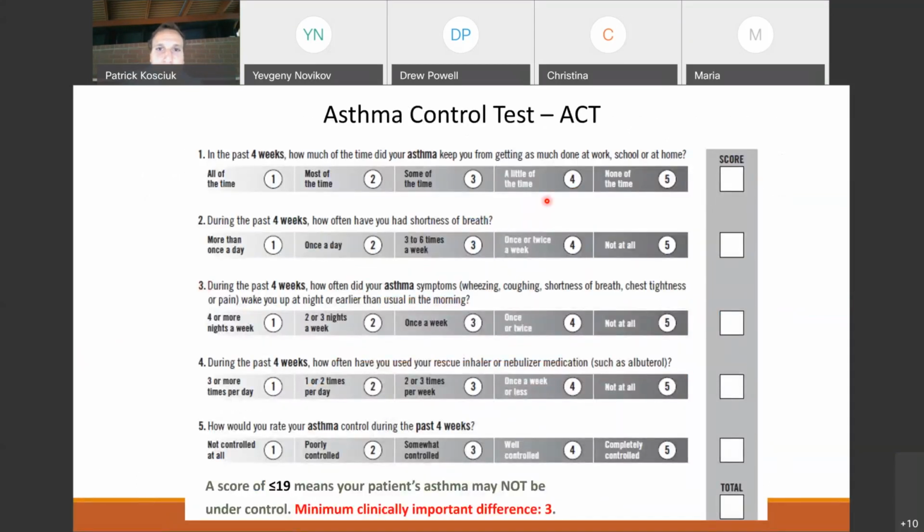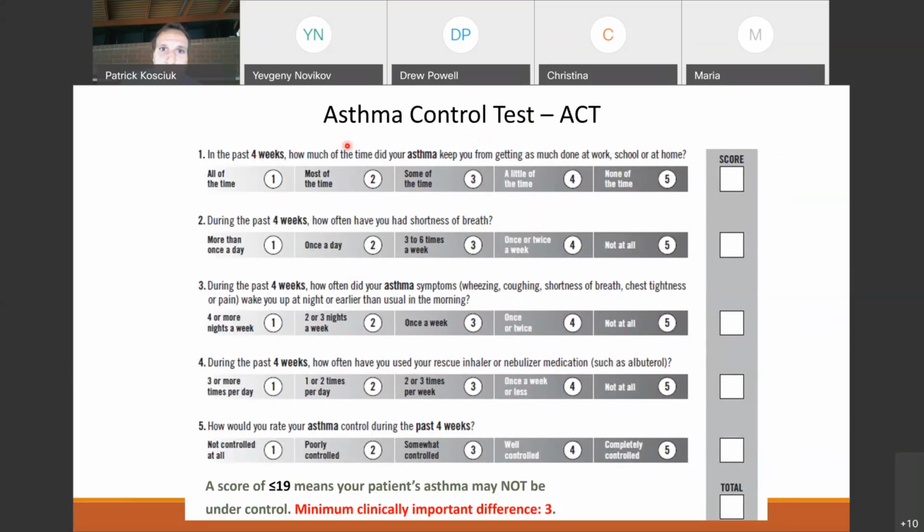But in terms of assessing our severity, in order to make any of these changes in their medications, we need to use some sort of metric of control. I would argue that this is probably the best, and this is what we use in our clinic. It's called an asthma control test. This is kind of the opposite of the COPD assessment test. In this case, low scores are bad, high scores are good. A score less than or equal to 19 is bad.